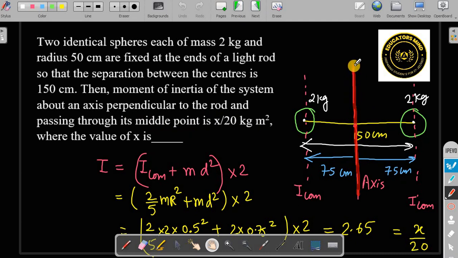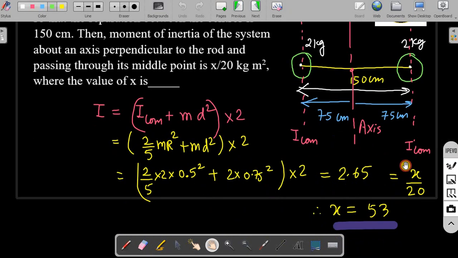Now note that this sphere is not like a point mass, it is a sphere. So you need to calculate the inertia due to each sphere acting about this axis, so you have to use the parallel axis theorem. The distance between the center of mass axis and this axis is 75 centimeter. So due to each sphere, it is I center of mass plus md square. This is the parallel axis theorem, and there are two spheres, so you multiply by 2. Then you can do this calculation.